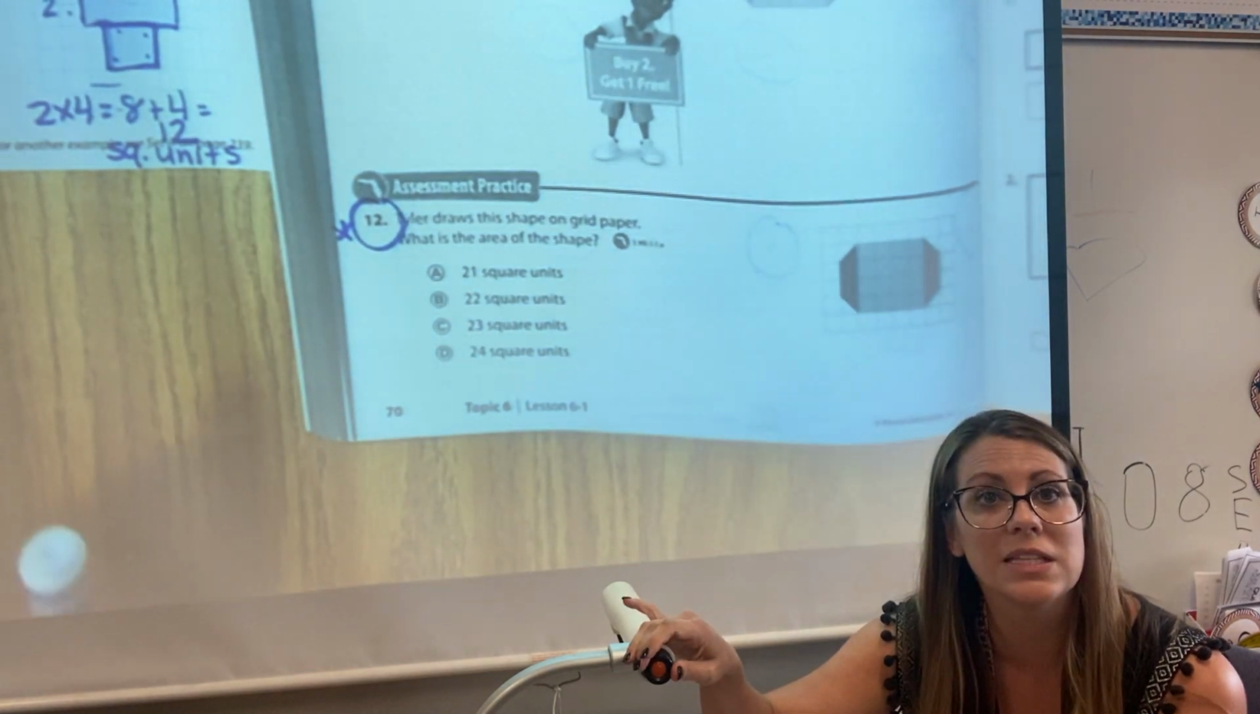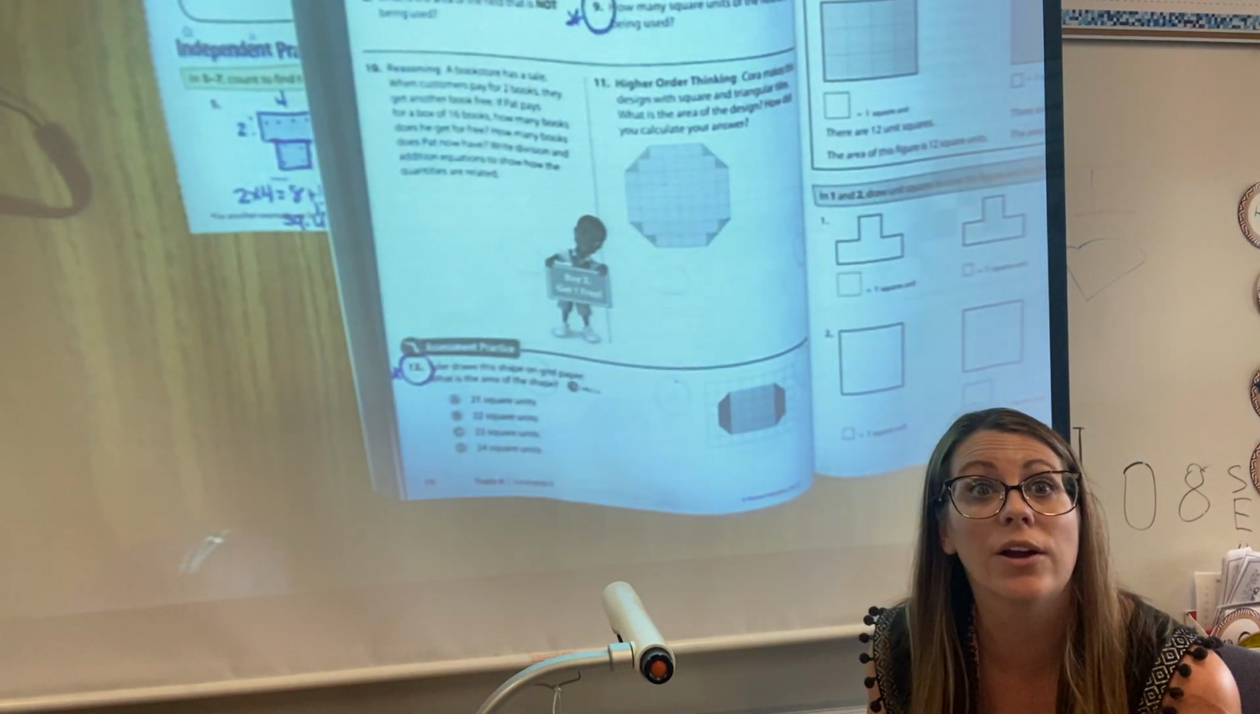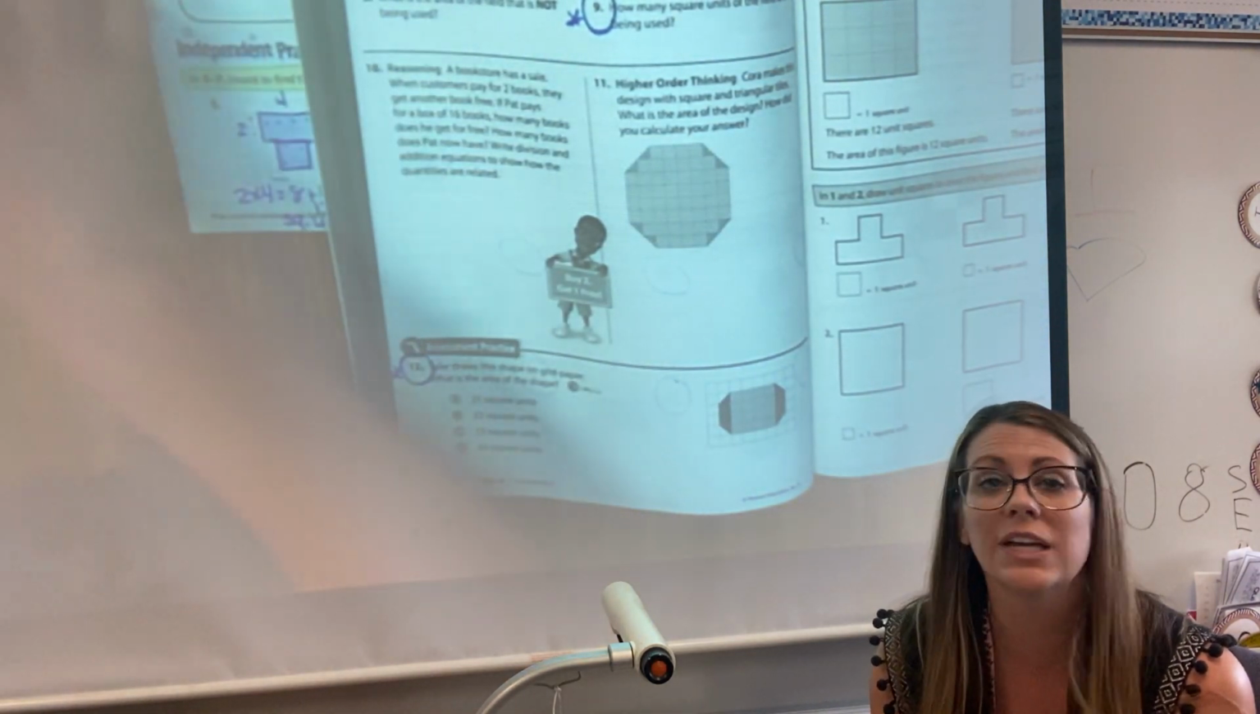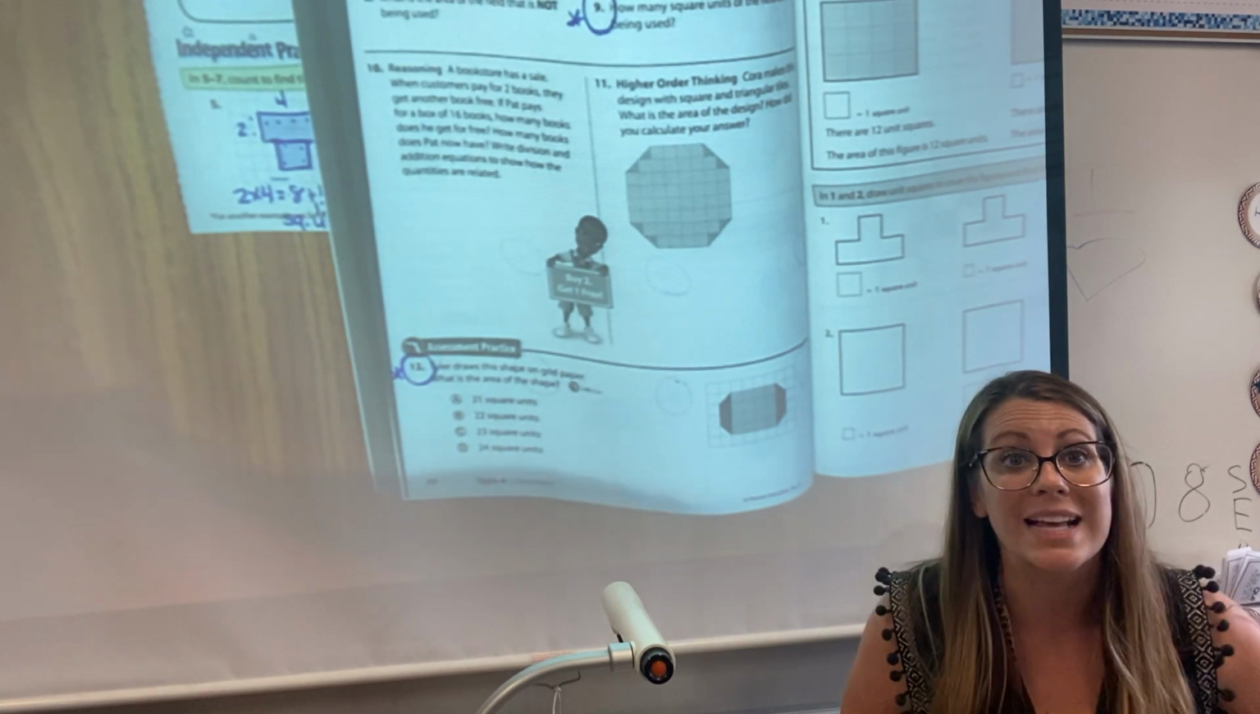Have fun finding the area. Don't forget to make sure you are writing square units. Don't forget to write about if you know you're estimating, okay?